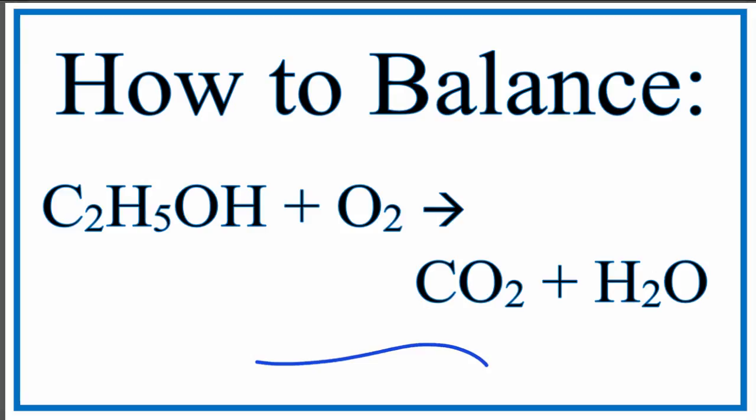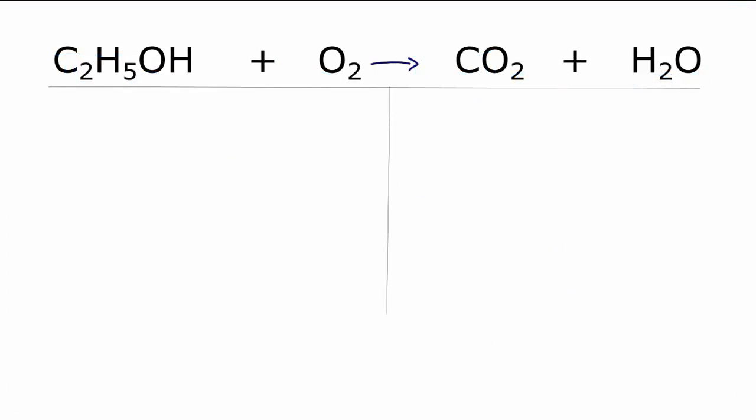So in this equation, we have ethanol, C2H5OH, and we're adding that to oxygen. This is a combustion reaction, so we'll end up with CO2 plus H2O. You see that C2H5OH, when you have a carbon and a hydrogen, and then you have that OH group on the end, that's an alcohol. This is ethanol, the alcohol found in beverages like beer and wine.